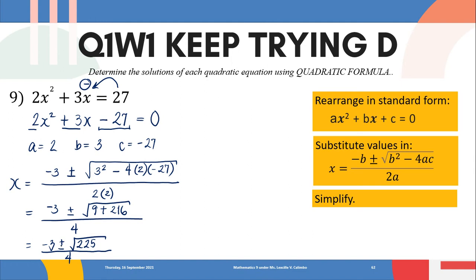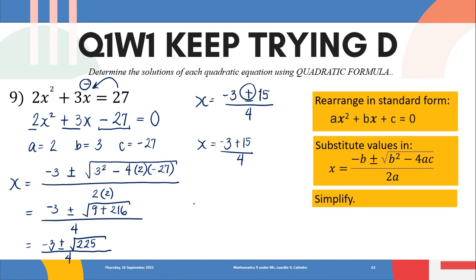Now, we can get the square root of 225. And as you know, it is equal to 15. So this gives us x equals negative 3 plus or minus 15 all over 4. Kapag ganito yung nakuha nyong result, pwede natin siyang split into what? Una, x is equal to negative 3 plus 15 all over 4.